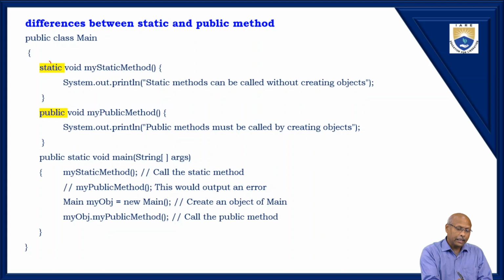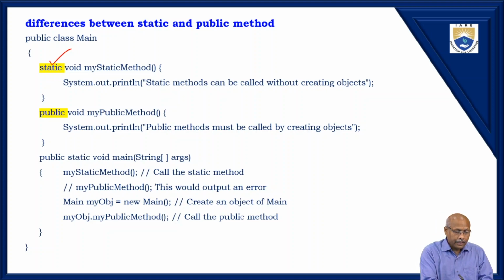If you write the static keyword, static is what? That comes under non-access modifiers. If static is given before the method, then that method becomes a class method. That means this method is accessible by all objects. Only one copy will be there, and that will be shared by all objects.